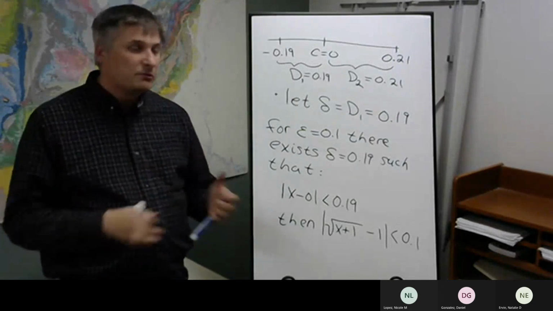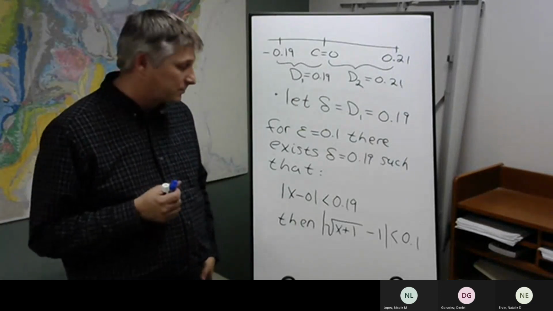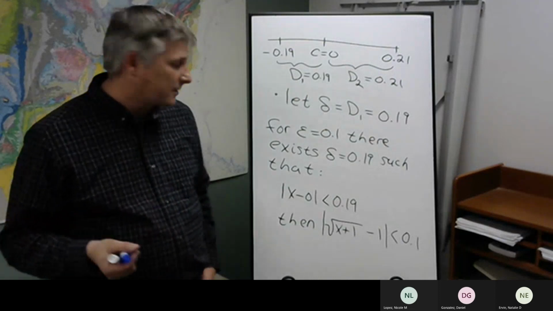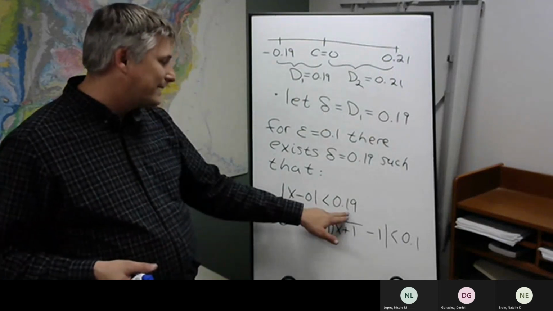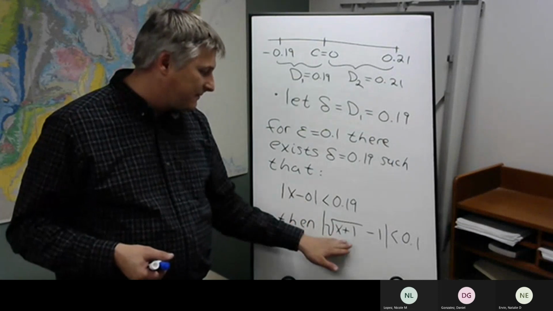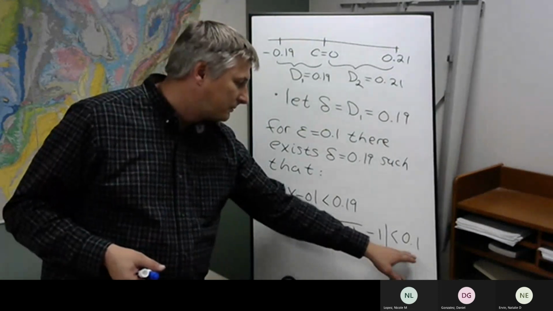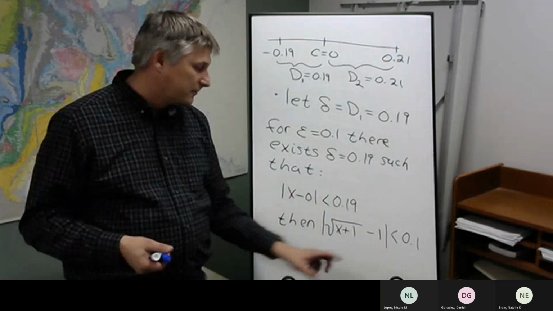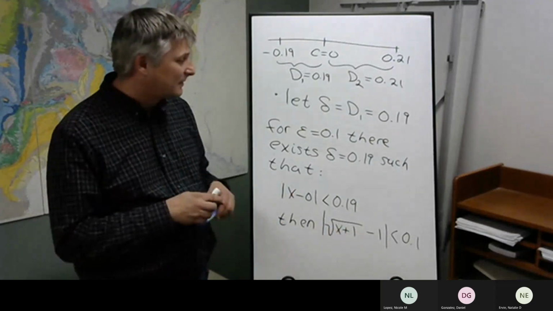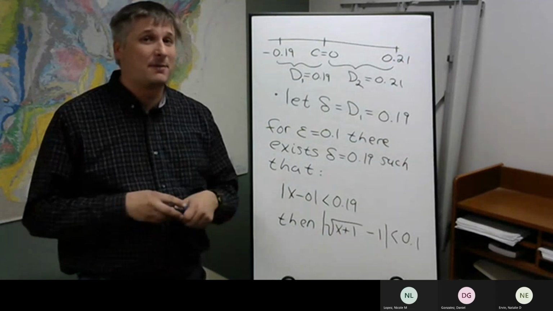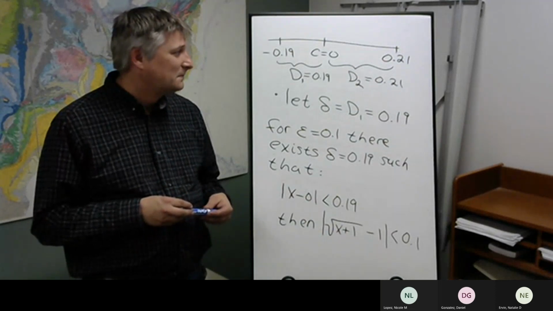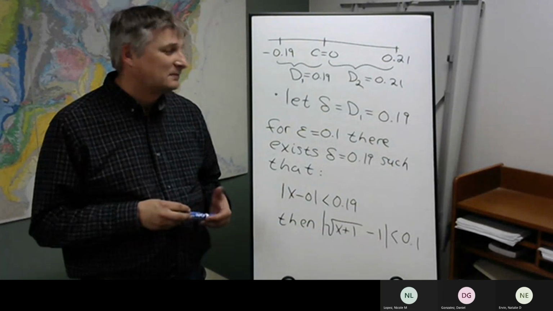And so now we've proven what we were trying to show. We've proven that the limit is going to work. If we choose any value of x that's within 0.19 of 0, then our function f of x will be 0.1, a distance of 0.1 from the limit of y equals 1, or f of x equals 1. Questions about that? All right.